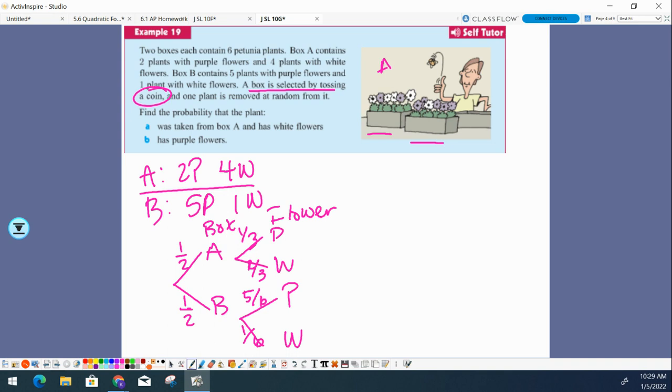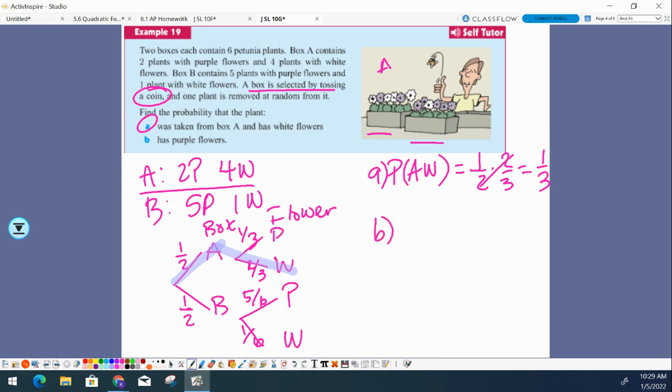So we've got our pathways all established. Now, what's the probability of box A, white? If we follow our pathway, A, white is 1/2 times 2/3. I just like to cross cancel when we multiply to get 1/3.